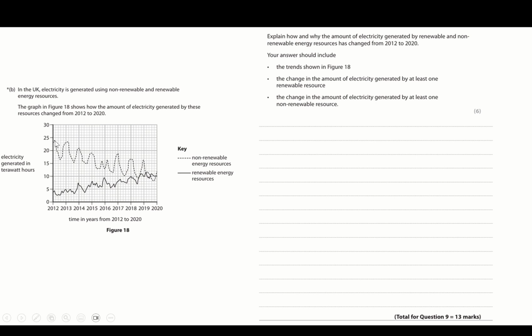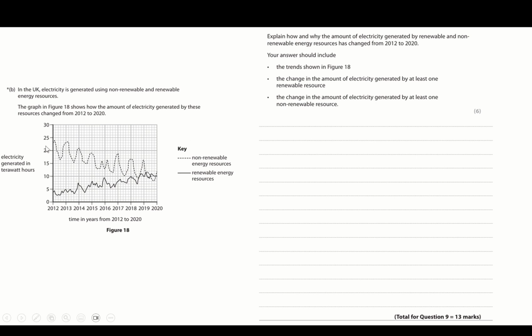Well, we can see the trend is, if I was to draw a line, this one goes down. So non-renewable decreases over time. That's 1 mark out of 6. If we look at renewable, these increase over time. There's a 2nd mark and a 3rd mark, and then in this period here, they're roughly the same. There's 3 marks.